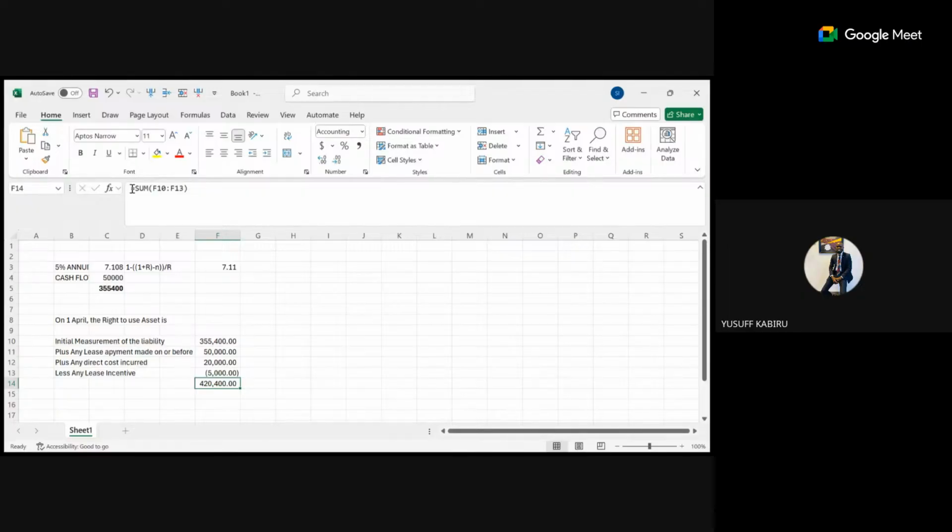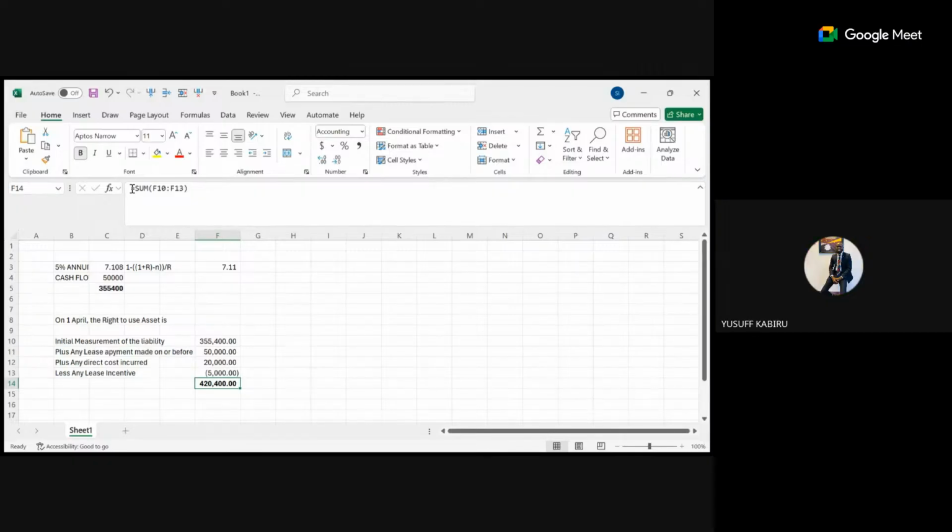So please, can you come again? Because the right of use asset is less than the liability, I was thinking it would be greater. Most of the time, right of use asset will be greater than the liability. So I was thinking you should link the 355,400 to that right of use asset and then do the remaining.